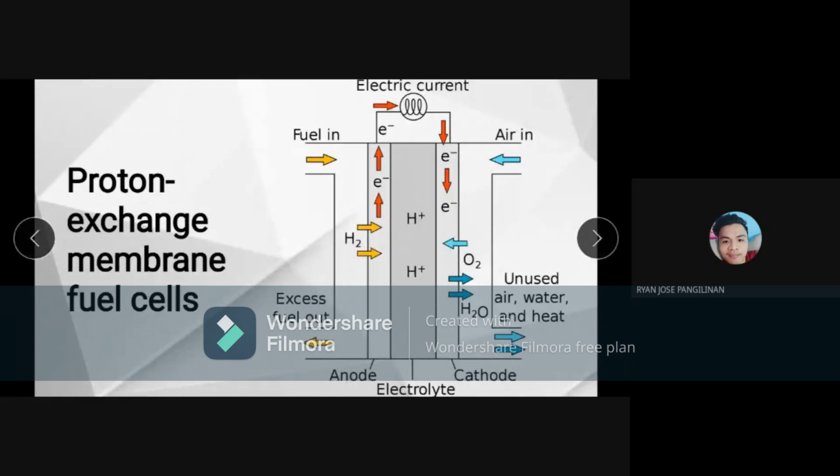These are the fuel cells that I will discuss, which will be further discussed by the next reporter, Ryan. This is just an overview from me.